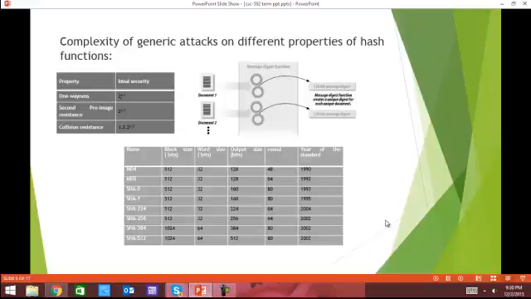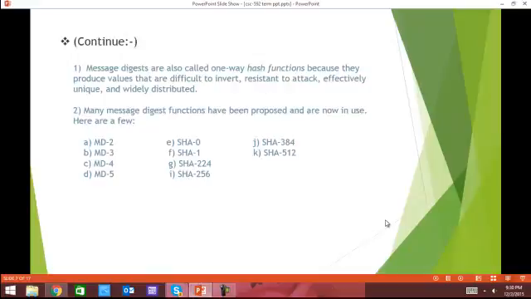And coming to the message digest function, it creates a unique digest for each unique document. Message digests are also called one-way hashing functions because they produce values that are difficult to invert and widely efficiently unique. Many message digest functions exist, like MD4, MD5, MD2, and secure hash algorithms.